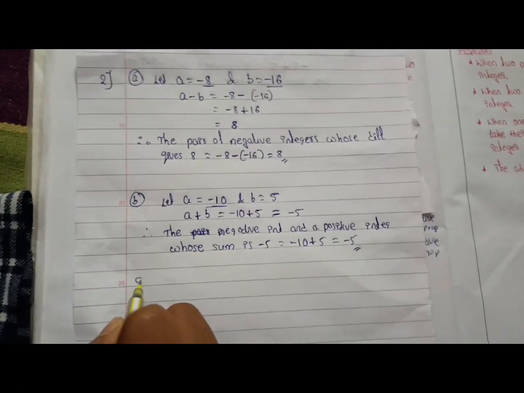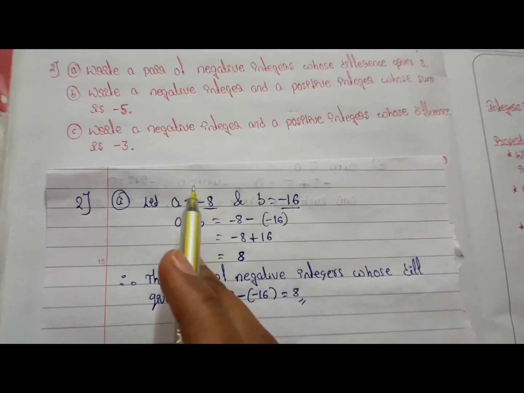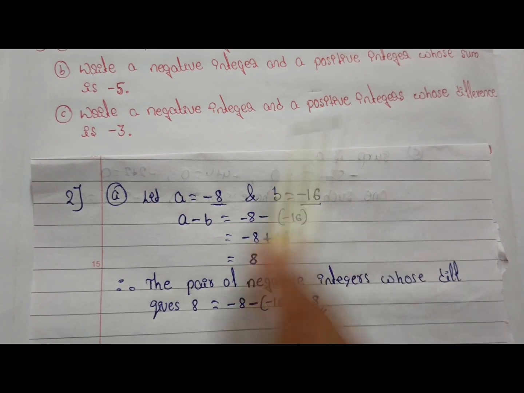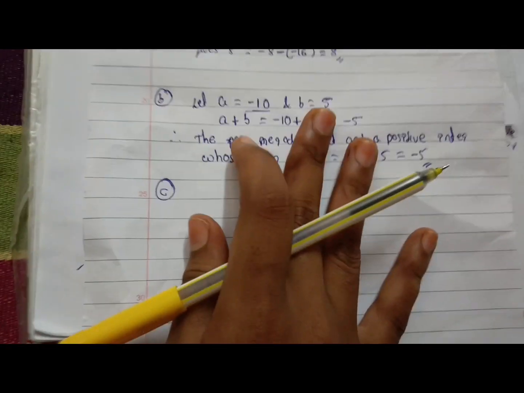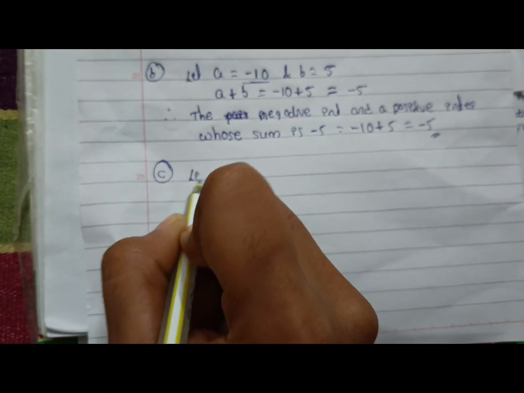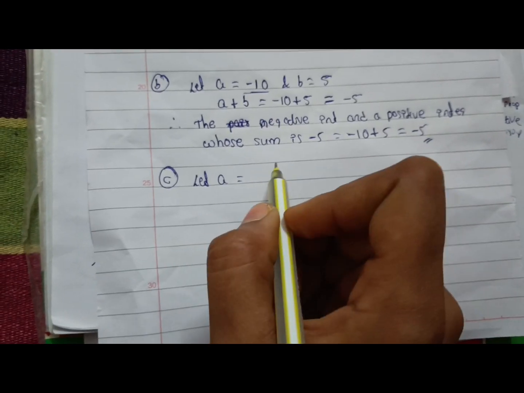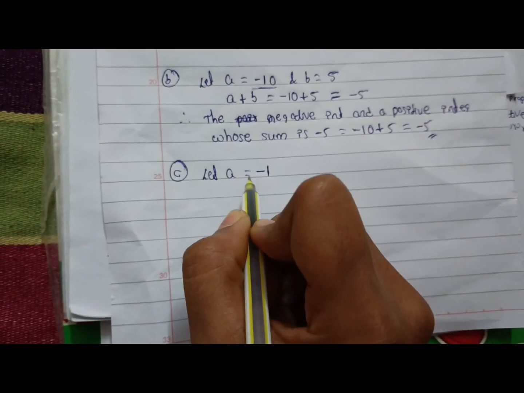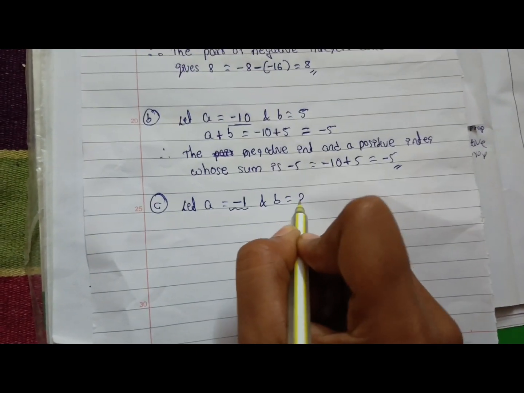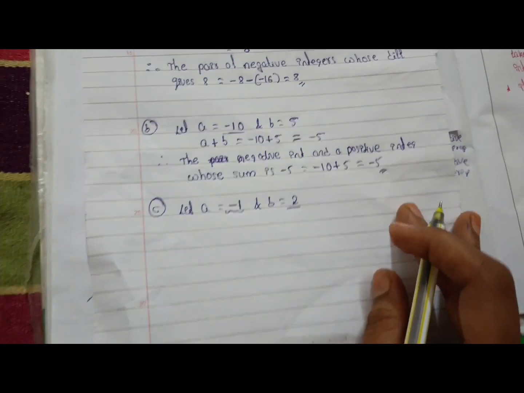clear? Next, third question: write a negative integer and a positive integer whose difference is -3. Here we have to subtract one negative integer and a positive integer. Let a is equal to -1. This is a negative integer. And b is equal to 2. 2 is a positive integer.